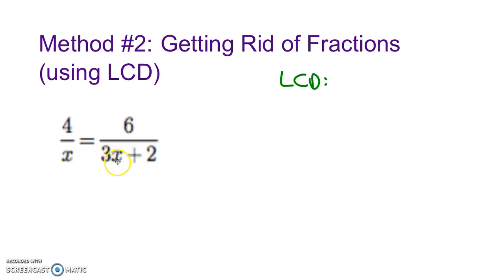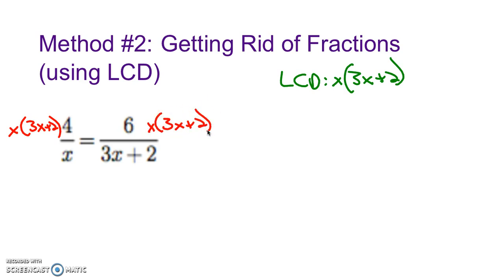In this case, the LCD has to use both of these denominators. So there's a 3x plus 2, and there's an x. If you multiply every piece of the equation by this LCD, something special will happen. Let's take a look. If we multiply just once now, not over itself, 3x plus 2 times x, and it's always going to go on top, and an x and a 3x plus 2.